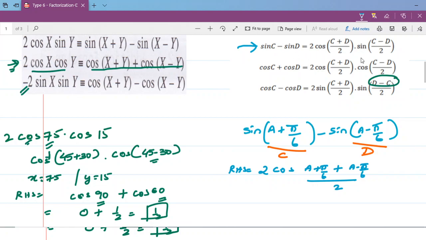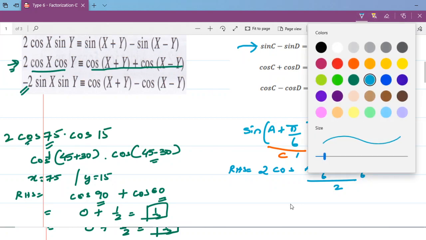So the negative sign becomes a product rule, 2 cos into sine. So I'm going to just write down sine here. Let me see if I have space here. Otherwise, I'm going to just write it down here. Okay. And I'm going to use a different color so that you don't get confused.